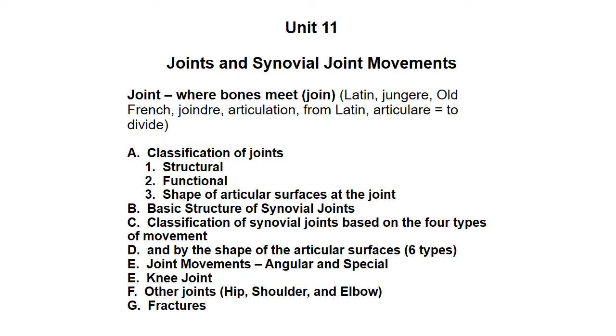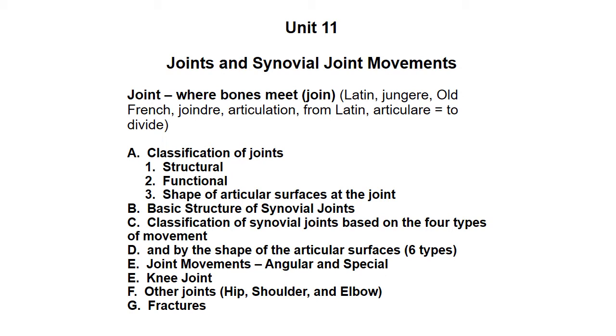For classification of joints, there are a couple of different ways of doing that. You can classify them in terms of structure or in terms of function. You can also classify them by the shape of the articular surface of the joint. So we're going to go over the basic structure of synovial joints, which are most of the joints that you know in your body, like your knee, elbow, wrist, all the wrist bones, finger bones, all that stuff.